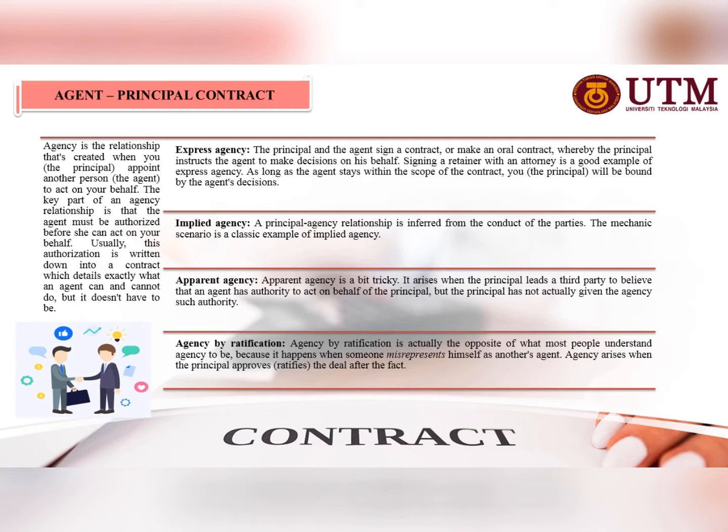Agency by ratification is actually the opposite of what most people understand agency to be. It happens when someone misrepresents himself as another's agent. Agency arises when the principal approves or ratifies the deal after the fact.